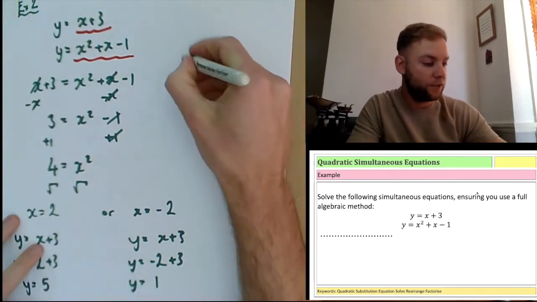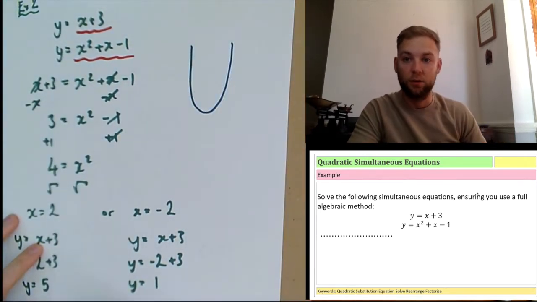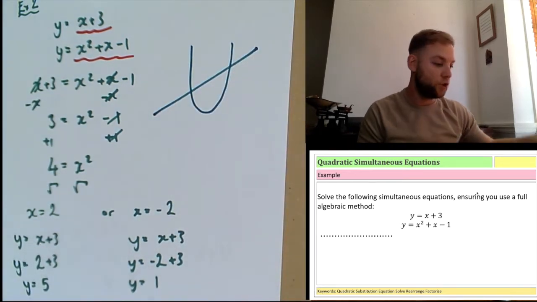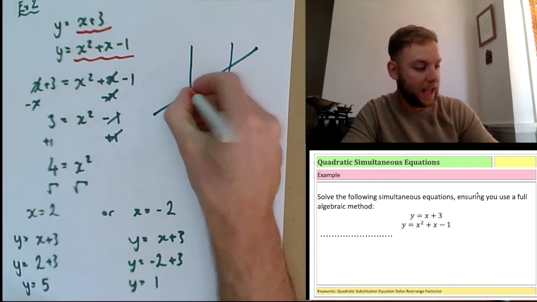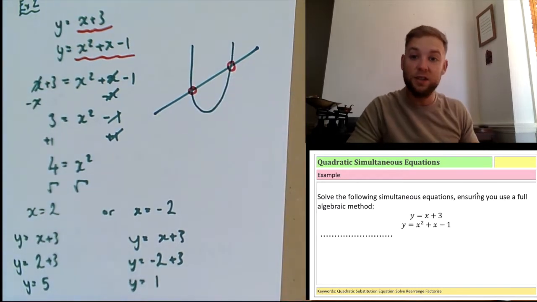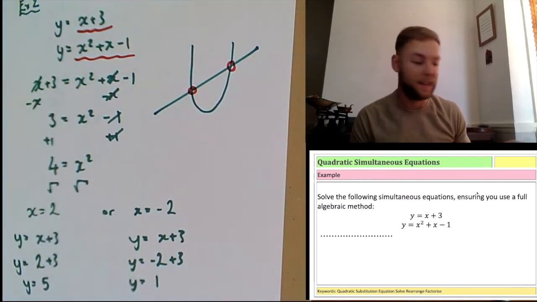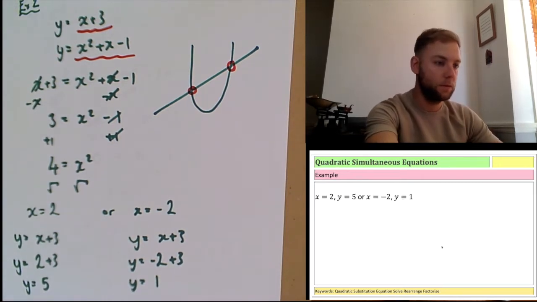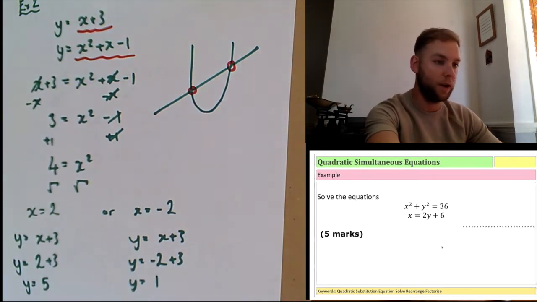We've got a curved shape looking like a U, crossing a straight shape. And we've actually got two coordinates where it's crossing. So I'm crossing here and I'm crossing here. And these are the two coordinates that I'm crossing on. That's what this means. Okay, so let's have a look now at example 3. So, there's the solutions, 2, 5, minus 2, 1, absolutely perfect.